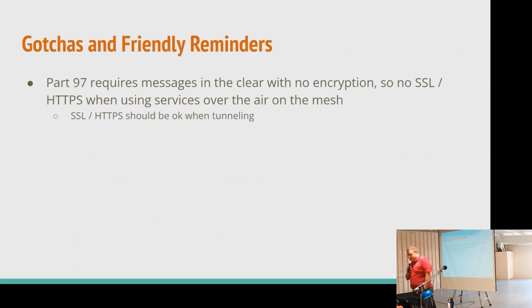I can't stop, and I have to say this at the very end: gotchas here and friendly reminders. If you're going over the air and using your Part 97 privileges, that means the message has to go in the clear and cannot be encrypted. That means no SSL, no TLS, no HTTPS if you're going over the air. If you're going over the tunnel, that's fine. That's the internet. That's not traversing the RF.